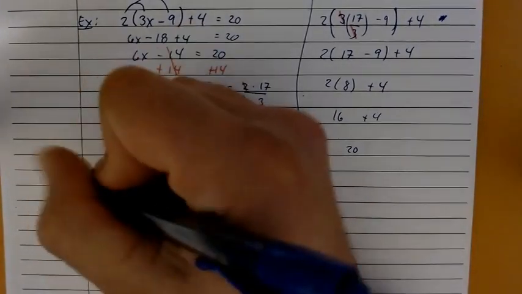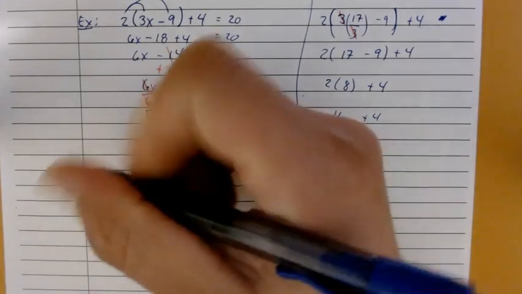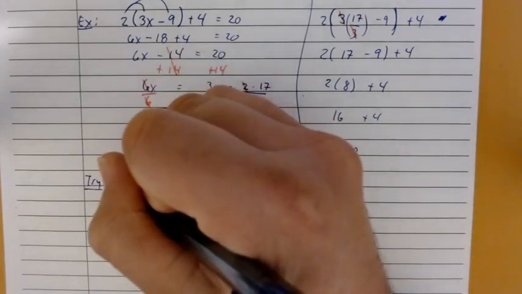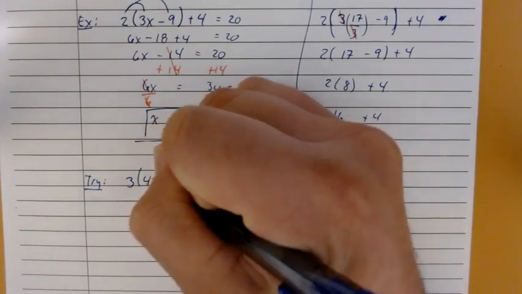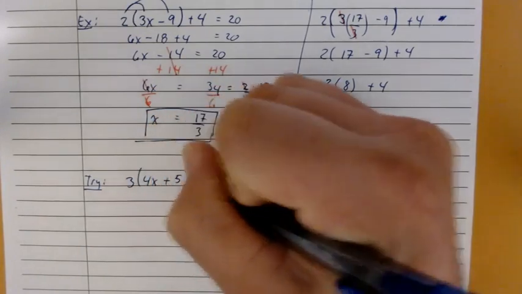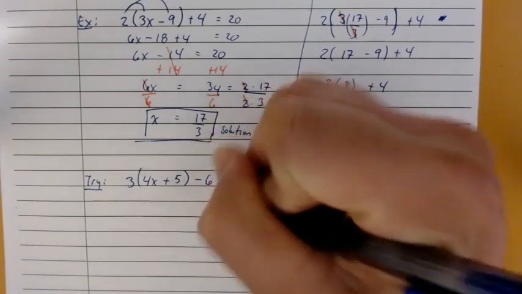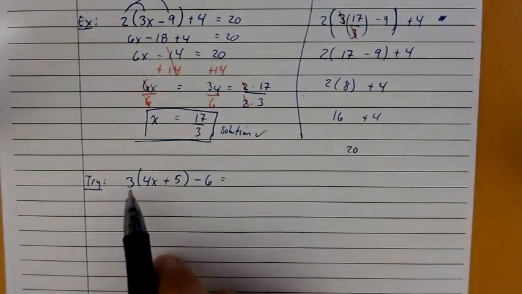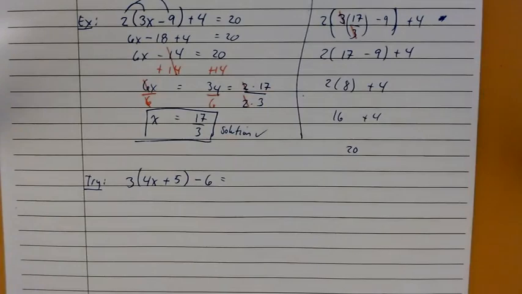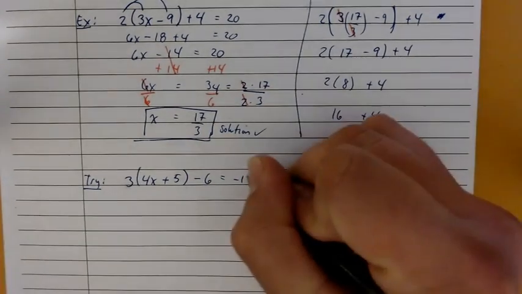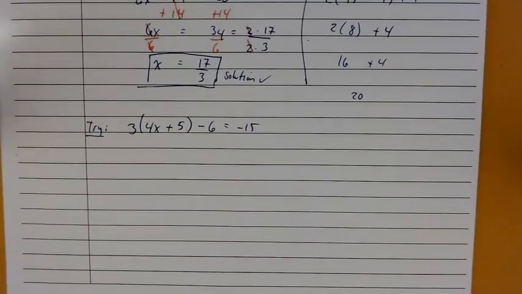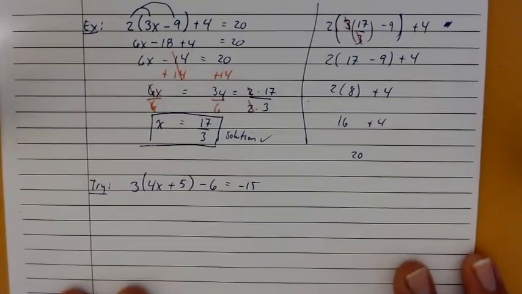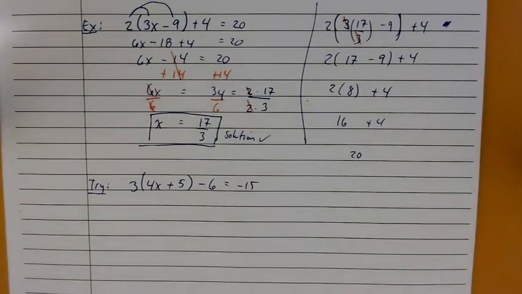All right, so give that a try. Let's have 3 times 4x plus 5 minus 6. You can tell I work really hard to come up with examples, right? 3, 4, 5, 6 is equal to negative 15. All right, so go ahead and pause the video and give that a try. Once you have your solution, go ahead and unpause the video and we go back and confirm it together.